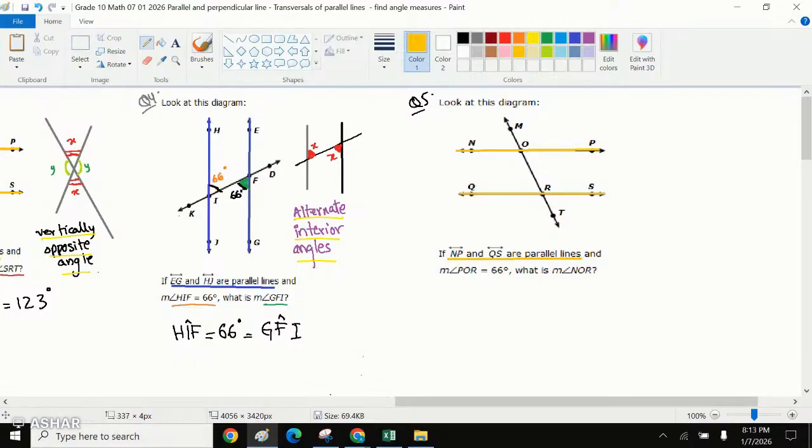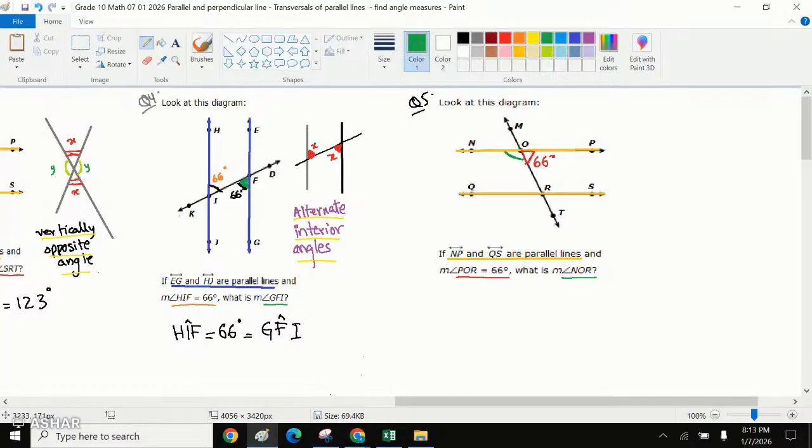The given information in this question is they've given us an angle POR. Where is POR? P, O, and R. This angle is given to us, and they're telling us this angle is 66 degrees. Let's see what NOR is. Where is N? NOR, we need to find this angle, right?